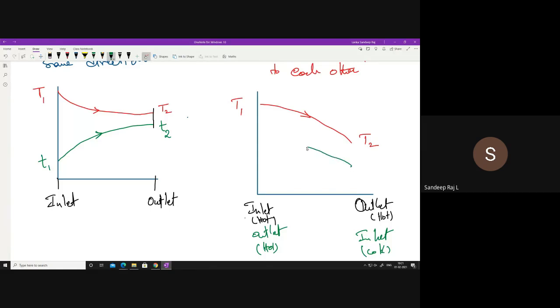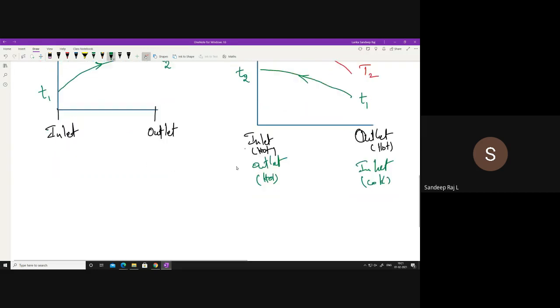It will increase because it is cold. It takes heat from the hot one. Its temperature will increase, and this will be the direction of the cold one. So here you will get small t1. Here you will get small t2. That's the difference here. Okay.